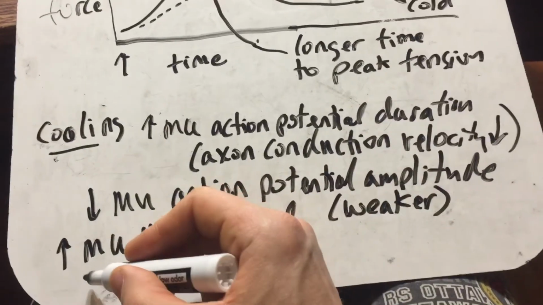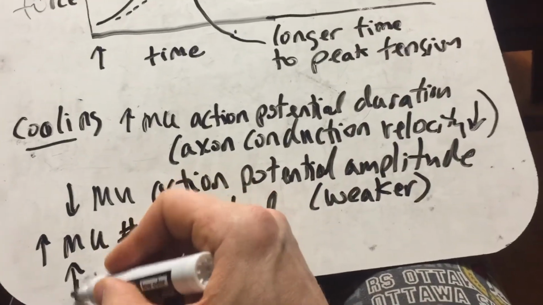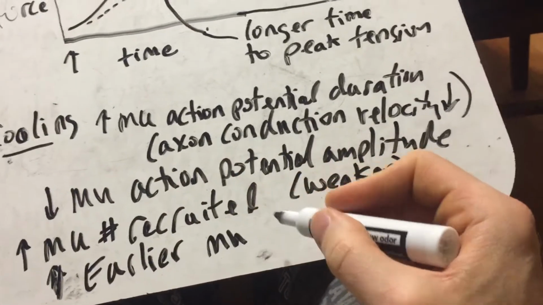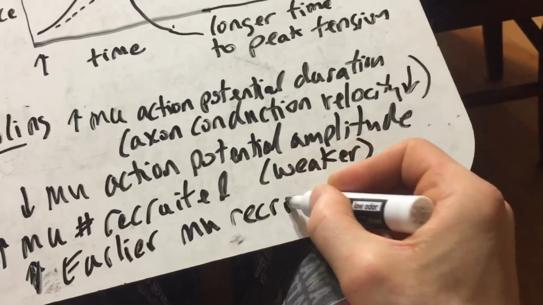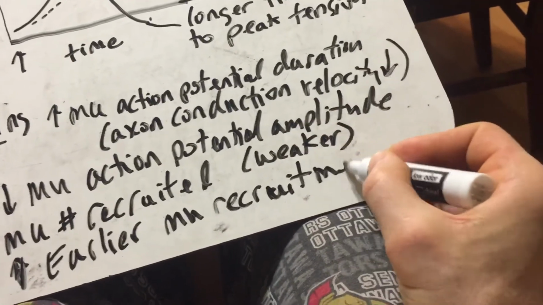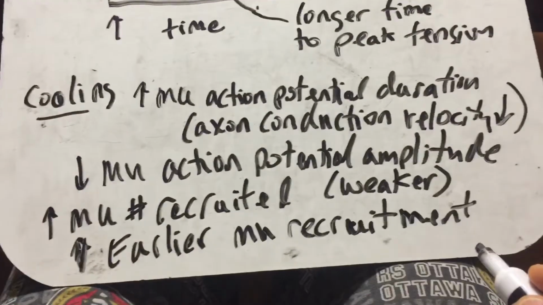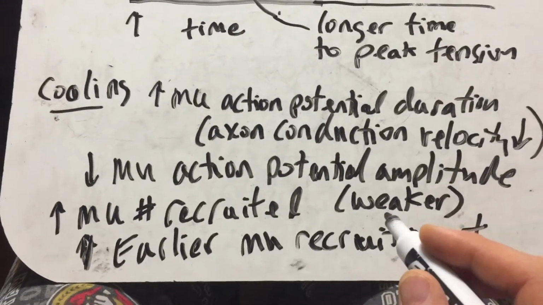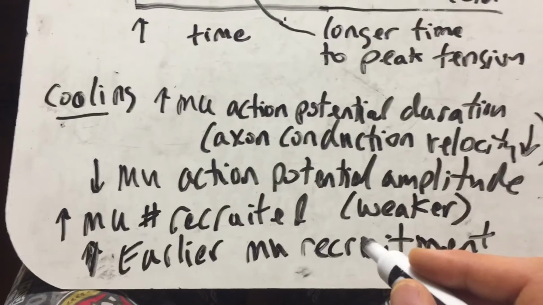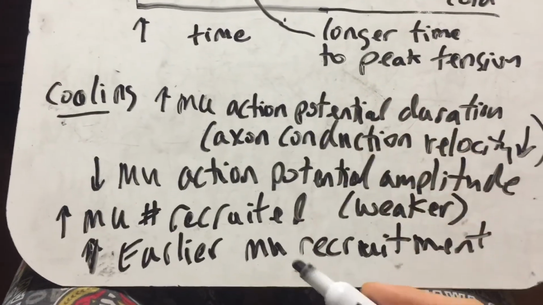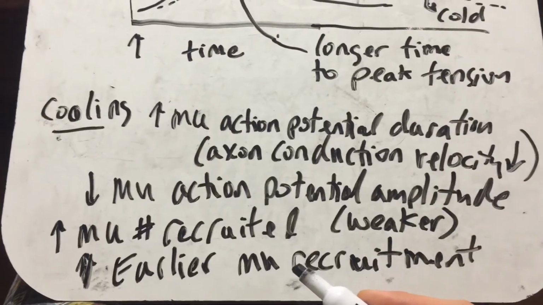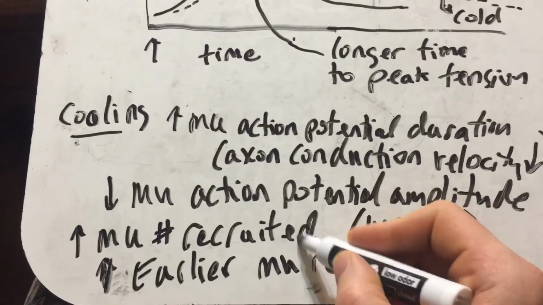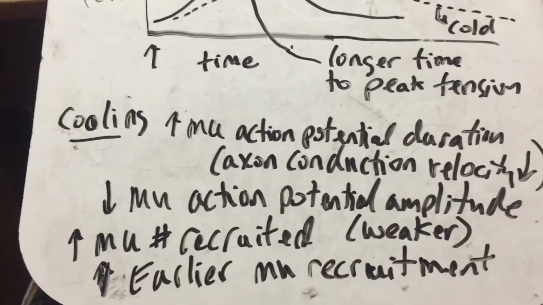So they thought that this increased number of motor units recruited was to compensate for these changes. And they also found that there was an earlier motor unit recruitment at low force outputs. So if they did a weak muscle contraction and they measured motor unit recruitment, it occurred earlier in the cooling condition. And again, they think that that's to compensate for these two changes. So that pretty much summarizes those last two papers. Again, the summaries for those papers are posted on the Blackboard system.